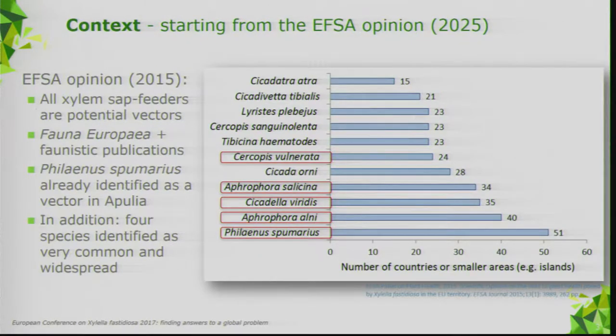So we started from a work done by EFSA analyzing potential vectors. And this work concluded that some species are very widespread over Europe and very ubiquitous in the landscape. And so we decided to select some of these species, most of them the same as those which have been described in earlier presentations: Cercopis vulnerata, Aphrophora salicina, Cicadella viridis, Aphrophora alni, and Philaenus spumarius, which is known as the vector, at least one of the vectors in Apulia.